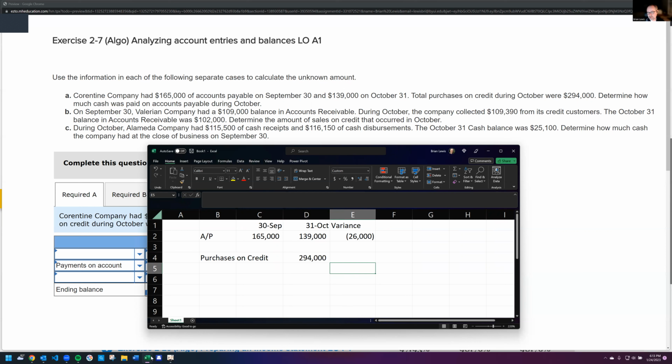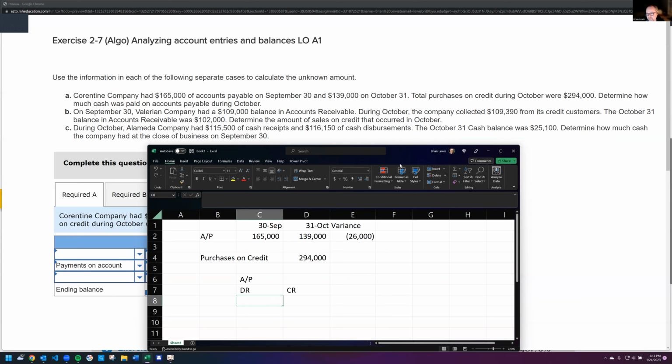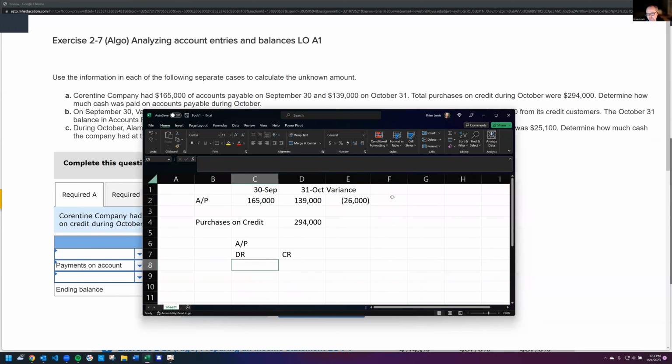Okay, so there's a couple of ways of doing this. I'm just going to go with what I think they're trying to get you to do. They're trying to get you to do something like a T account. So I'm going to do accounts payable. I'm going to have a debit side and a credit side. I'm going to create a T account. Let me just make this a little bit bigger. Not that big. And we'll just go ahead and move this up since we don't need that real estate.